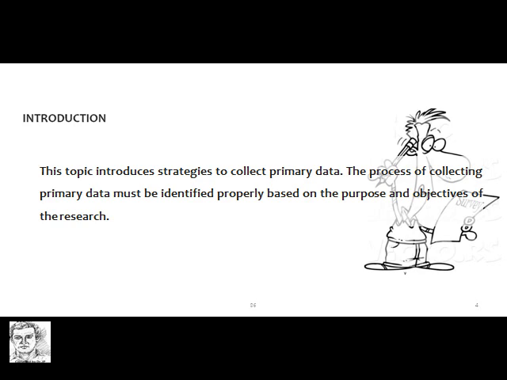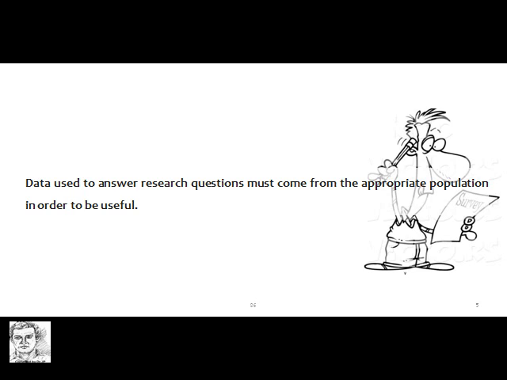This topic introduces strategies to collect primary data. The process of collecting primary data must be identified properly based on the purpose and objectives of the research. Data used to answer research questions must come from the appropriate population in order to be useful.